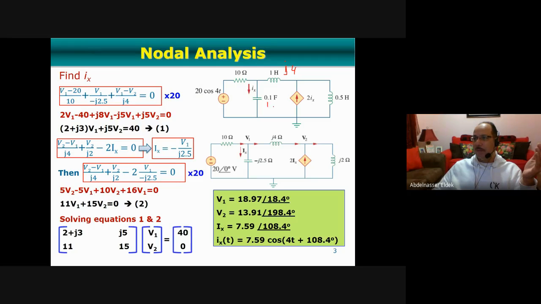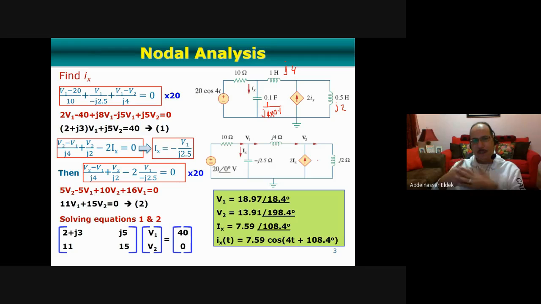And this capacitor will be 1 over j omega C. So 1 over j, okay, omega is 4 times 0.1, which is C. So actually this one is negative j2.5, because 1 over 0.4 is 2.5, and 1 over j is negative j. So this is just negative j2.5 ohm. For the other inductor here, it is j omega L, so j4 times 0.5 will be j2.